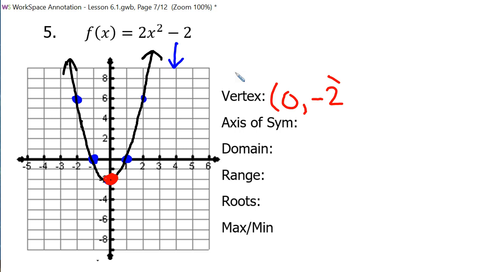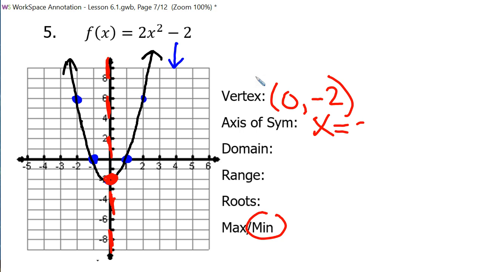Good question. Now, looking at the vertex, is it the highest point on the parabola or is it the lowest point? Lowest point. If it's the lowest point, is it the maximum or minimum? Minimum. The axis of symmetry has to go through that vertex. So what's the equation for the axis of symmetry? Not just 0. X equals 0.